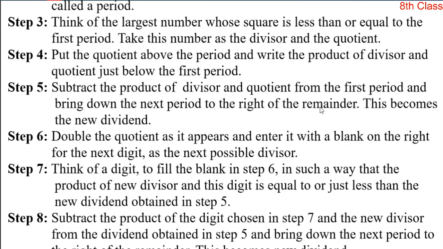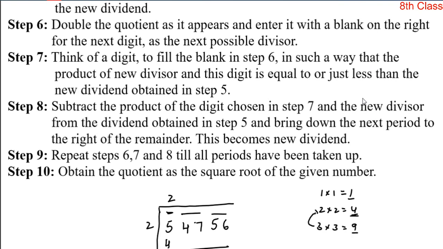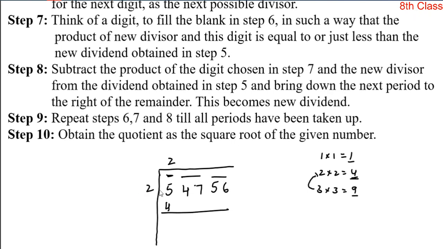Next, subtract the product of divisor and quotient from the first period and bring down the next period to the right of the remainder. Subtract the product of divisor and quotient from the first period. This is the first period and this is the product of divisor and quotient, 2 2's are 4. So 5 minus 4 is equal to 1, and bring down the next period to the right of the remainder. This one is the remainder.